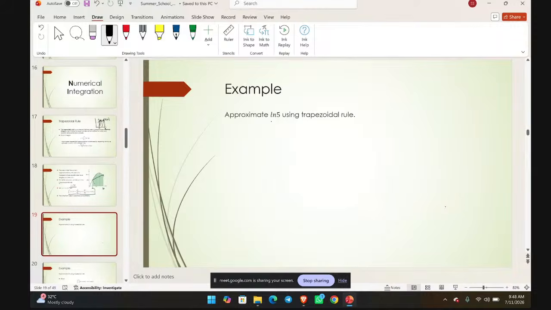Approximate ln 5 using the trapezoidal rule. As you know, the integral of 1 by x from A to B turns out to be ln B minus ln A. So we use the trapezoidal rule in such a way that from interval 1 to 5, which turns out to be ln 5.